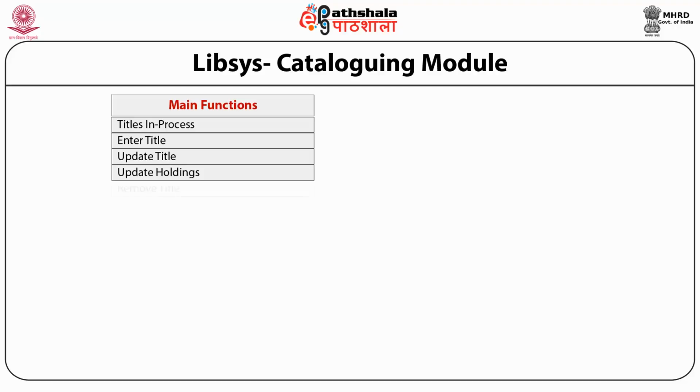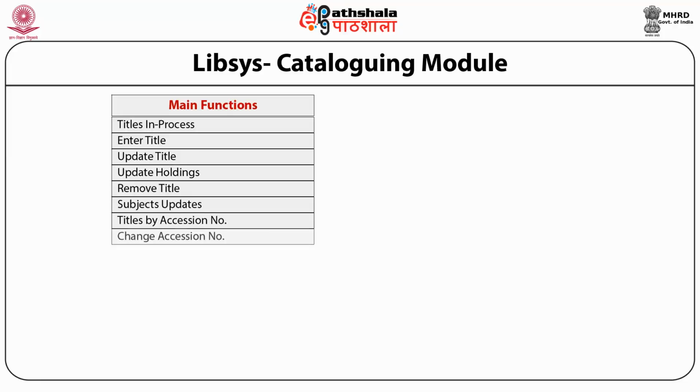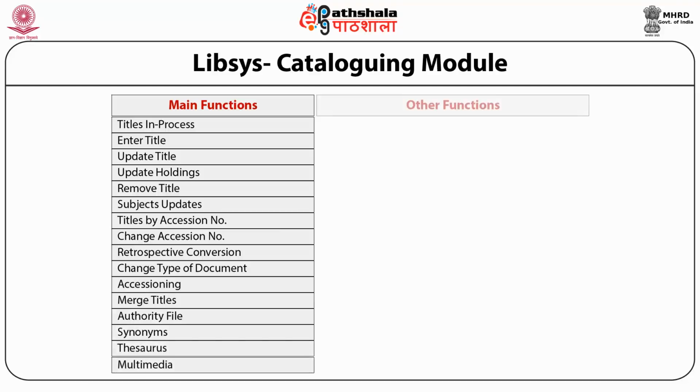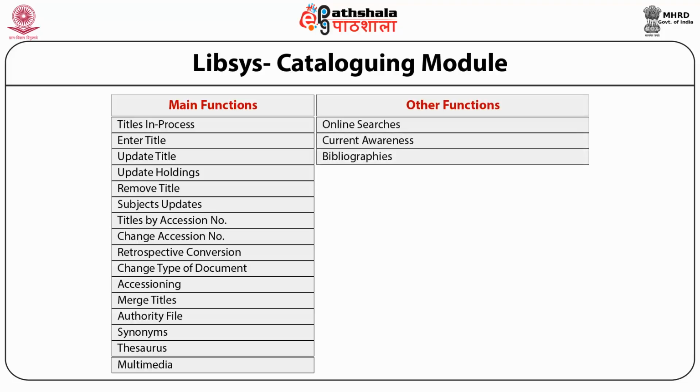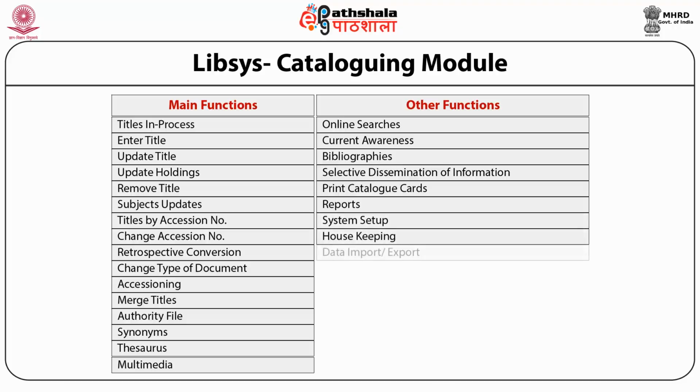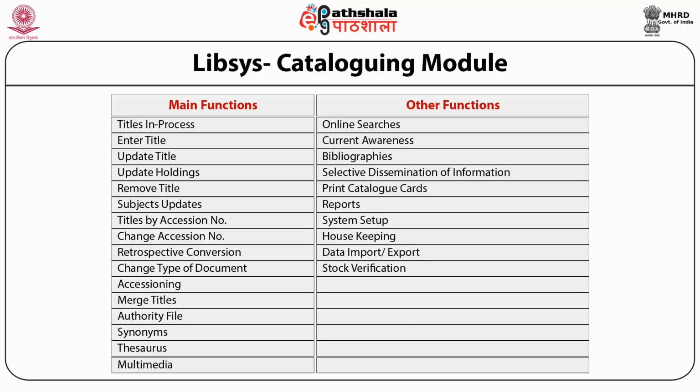update holdings, remove title, subject updates, title by accession number, change accession number, retrospective conversion, change type of document, accessioning, merge titles, authority file, synonyms, thesaurus, multimedia. The other functions include online searches, current awareness, bibliographies, selective dissemination of information, print catalog cards, reports, system setup, housekeeping, data import and export, and stock verification.